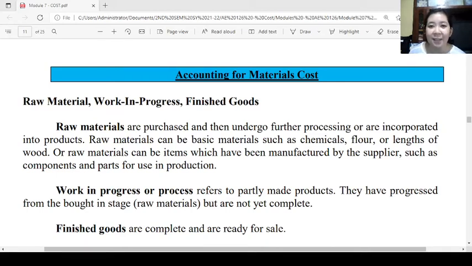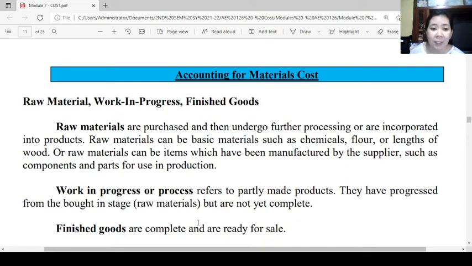Okay, so this next video lecture is still the continuation of our Module 7, and we are now in accounting for materials cost. So basically, we have three types of materials. We have raw materials, work in process or work in progress, and finished goods respectively.